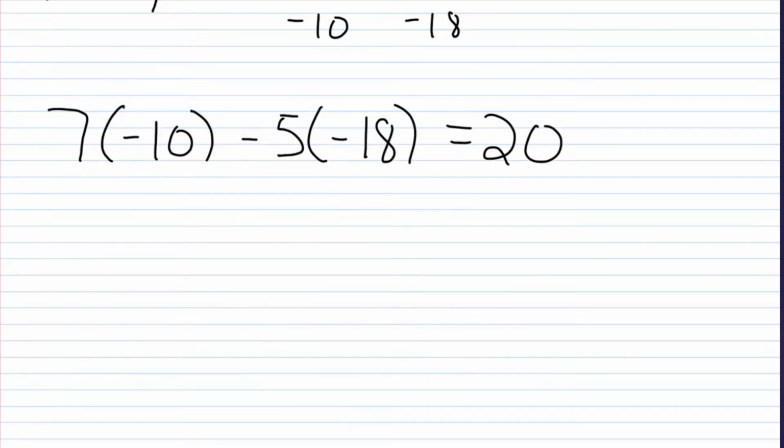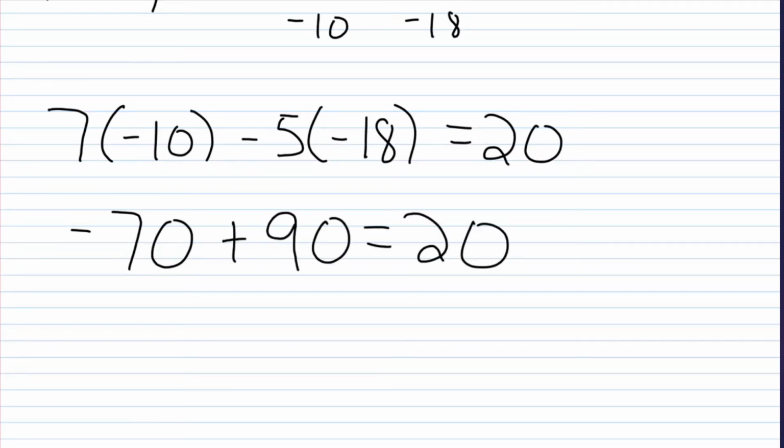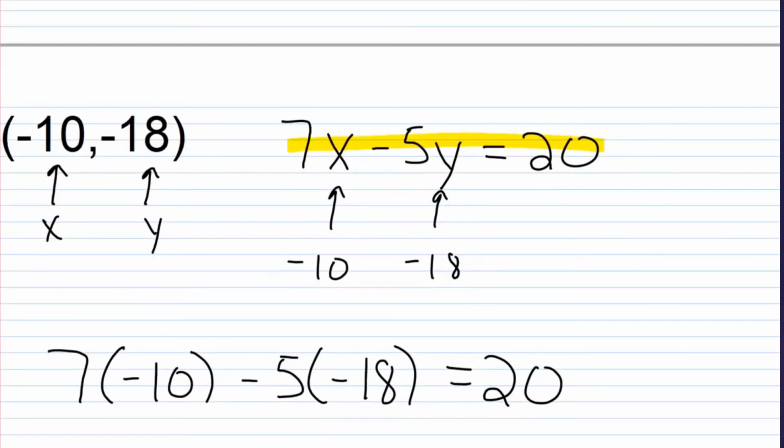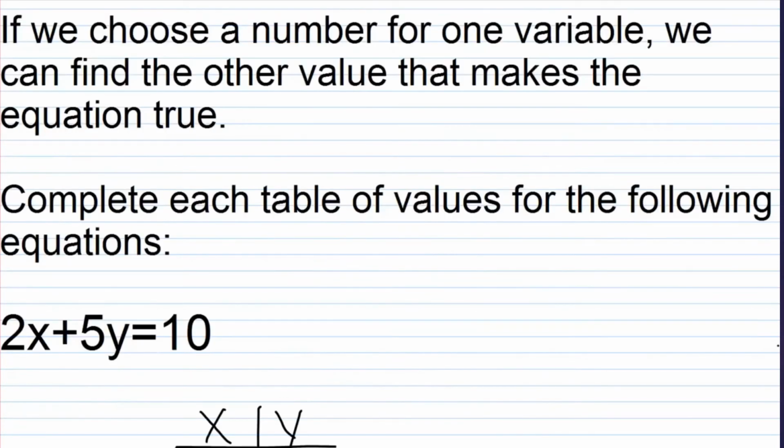So 7 times negative 10 is negative 70. And then negative 5 times negative 18 would be 90. And we can see that this equals 20, right? Negative 70 plus 90 is 20. So we have a true statement here, and we can say that our ordered pair, negative 10, negative 18, is a solution to this equation. Okay, so if we choose a number for one variable, we can find the other value that makes the equation true. Okay, so we're going to have to do a little work with solving some equations here.